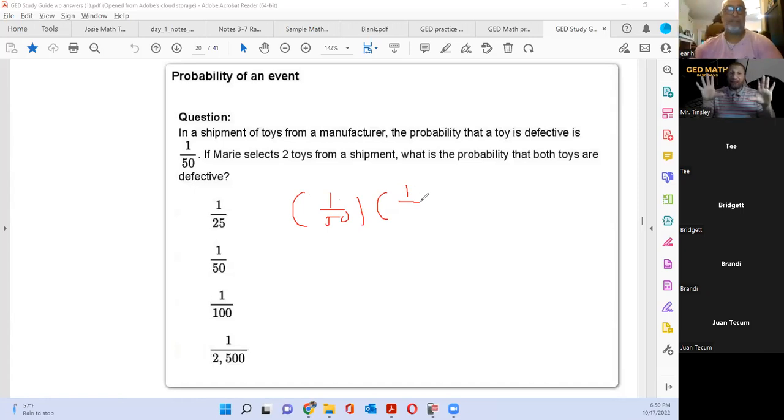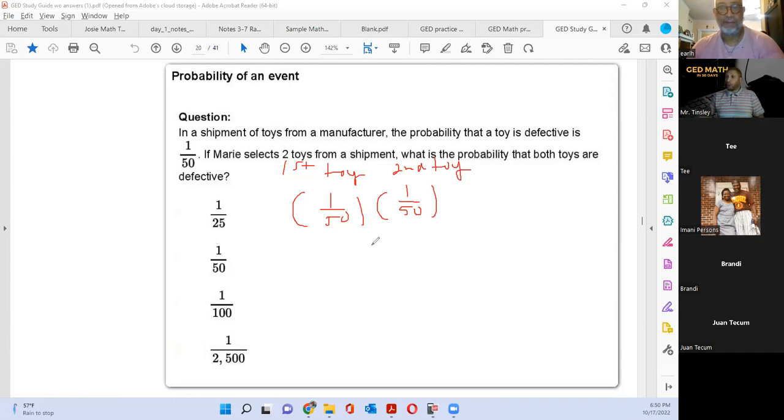Let's go get exactly what's given. They gave you the probability of picking a defective toy is 1 out of 50. So this is the probability when you select your first toy is 1 out of 50. When you select your second toy, it's still what? What's the probability of picking a bad toy? 1 out of 50. We're going to multiply them together. 1 over 2,500. Nice, easy problem.